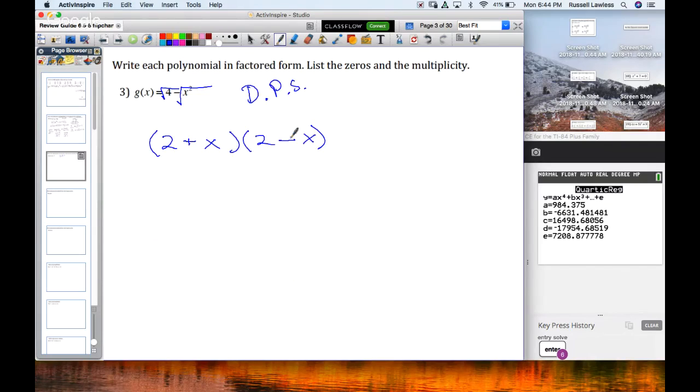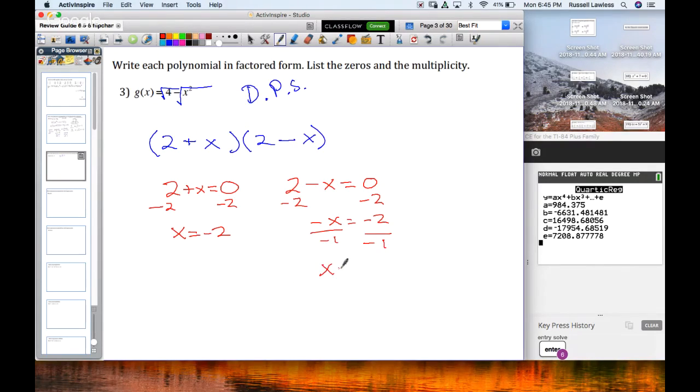So I'm trying to find my zeros. So again, we're assuming that these are equal to 0. So what we're going to do, we're going to set 2 plus x equal to 0 and 2 minus x equal to 0. So to solve for x here, we're going to subtract 2 on both sides. So x is going to be negative 2. Subtract 2 on both sides again to get negative x is equal to negative 2. But there is a negative there, so I'm going to essentially divide by that negative 1. So x will be negative 2 and 2.